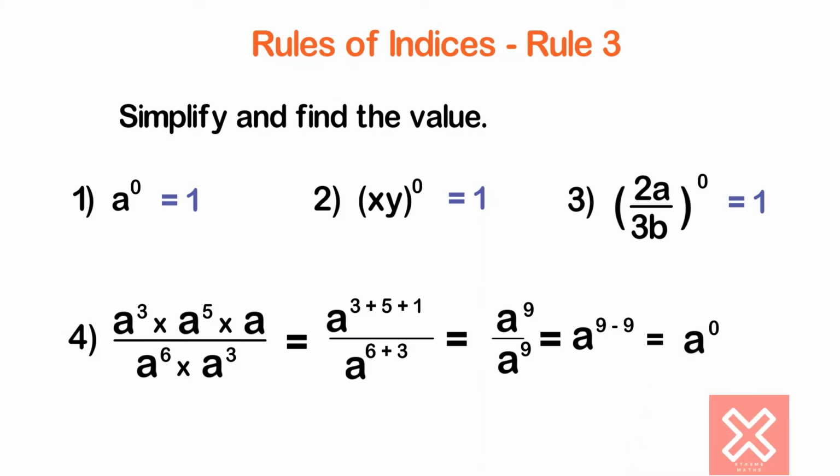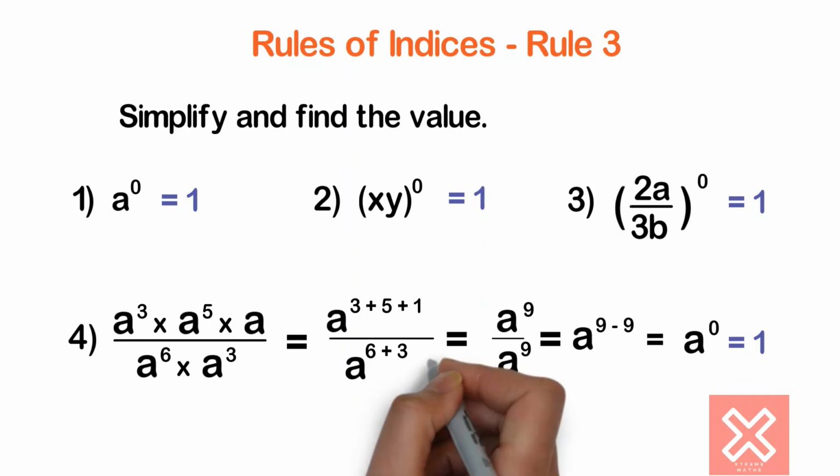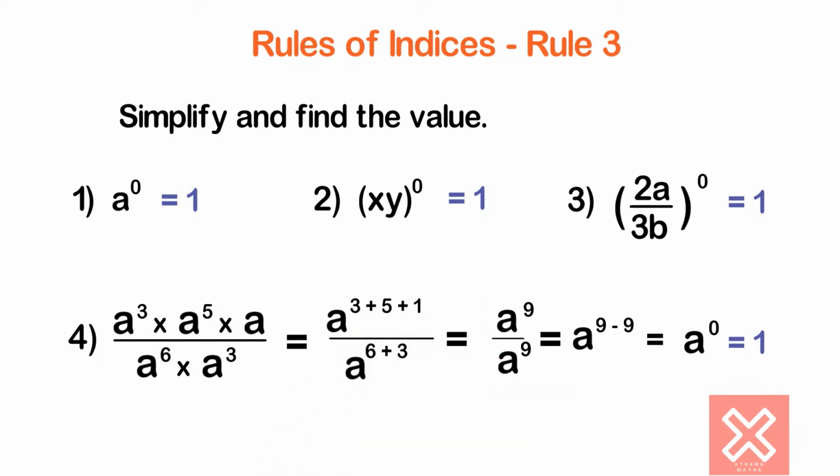Now apply indices rule 3. What is that? Zero index. a to the power 0 equals 1. This is the answer. Then we repeat 3 rules when we are doing this sum. First rule is applied over the line and below the line separately. Second rule is applied for division. After that we apply the third rule and we get the answer here.